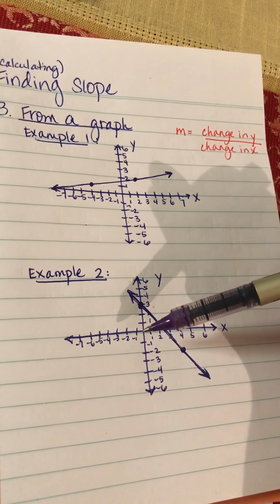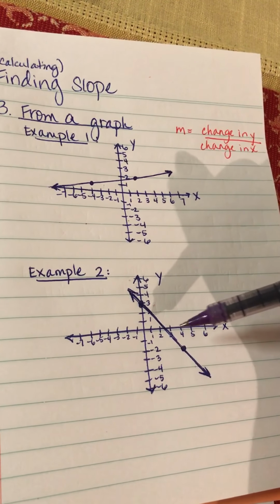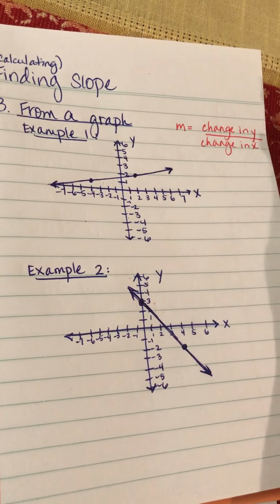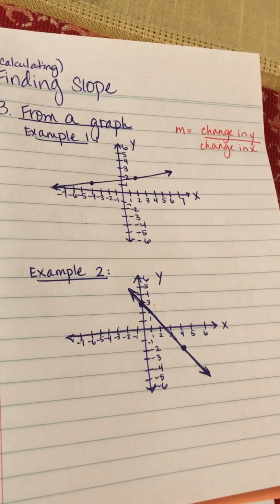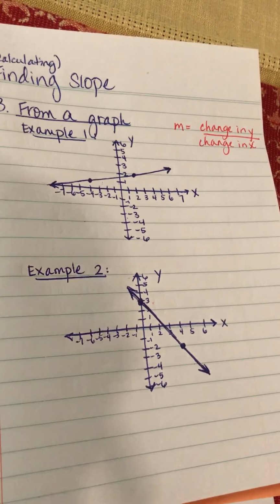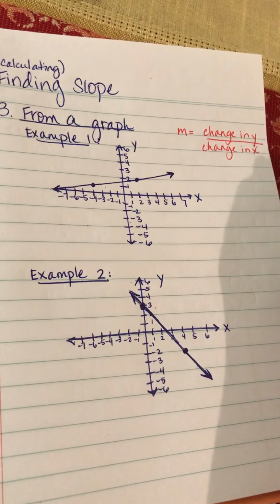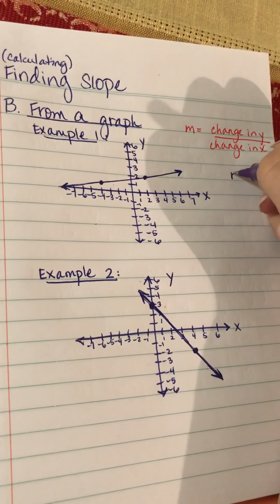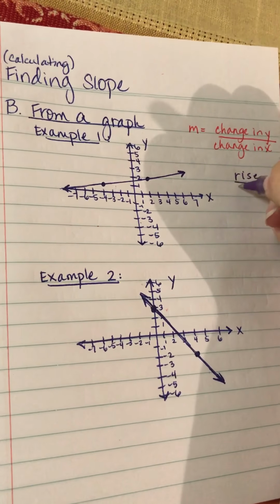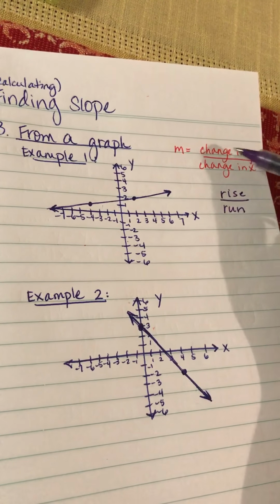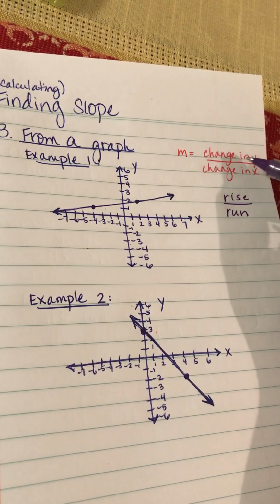Same thing here. This one would be at (0, 3), and this one is at (4, -2). So you could use these 2 points with the formula to find the slope as well. But you don't have to use the formula. What you could also do is count the rise over run. The rise is the same thing as the change in the y values.